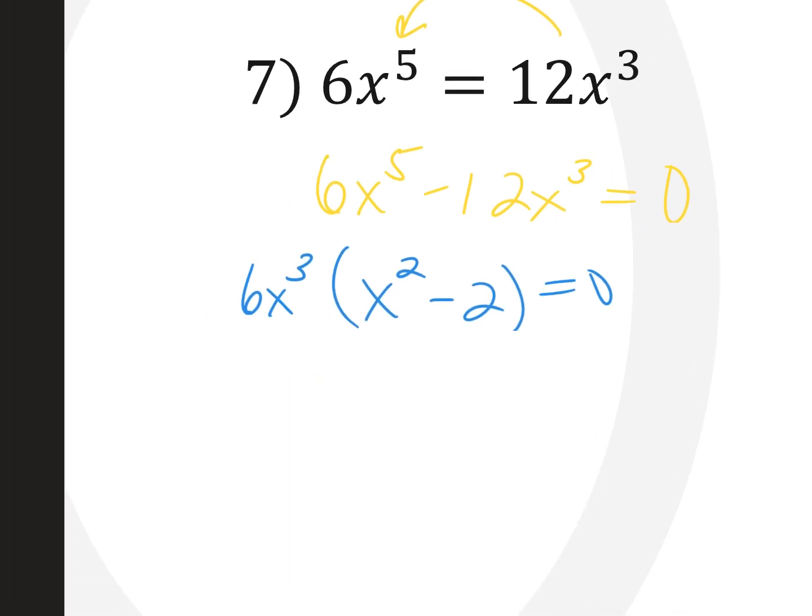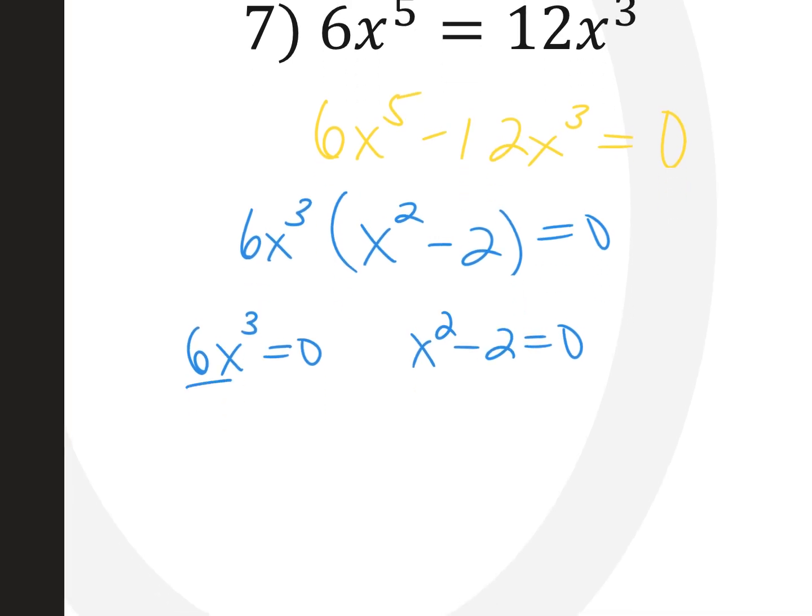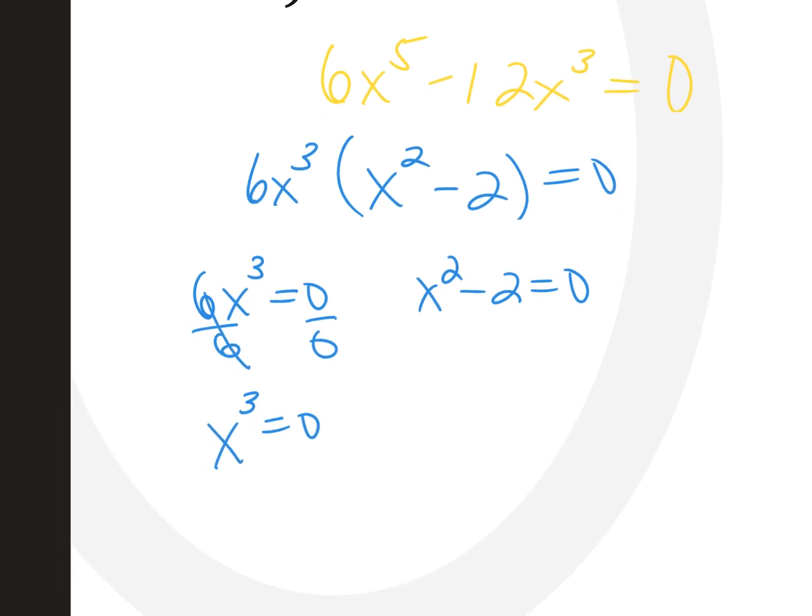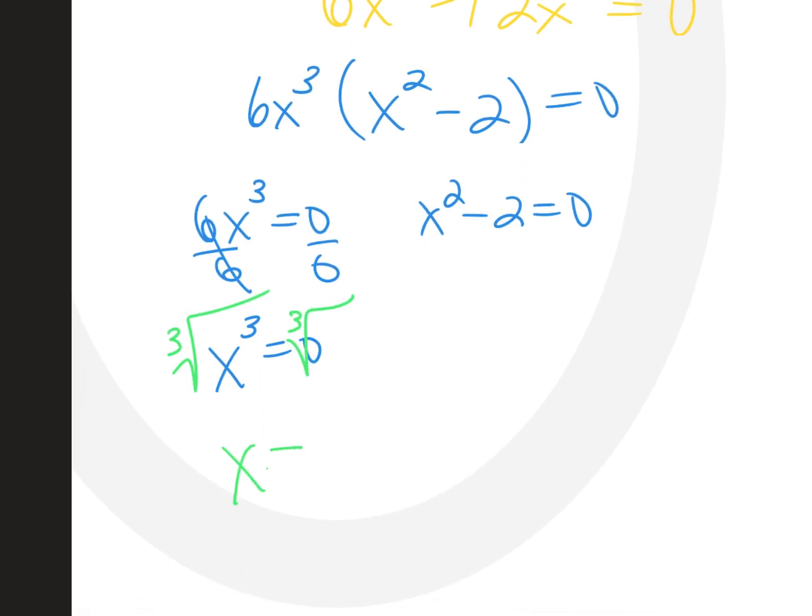Now we just solve. So I set each piece equal to 0. I have 6x cubed equals 0. I have x squared minus 2 equals 0. Divide both sides by 6. Okay. So I have x cubed equals 0. And now I do what? It's the opposite of cubing. Taking the cube root. What number times itself 3 times gives you 0? 0. So I have 0. Do I have 0 more than once? Yes, I have it 3 times because what times what gives you that number? You just have multiplicity here. You don't see it, but you have it.